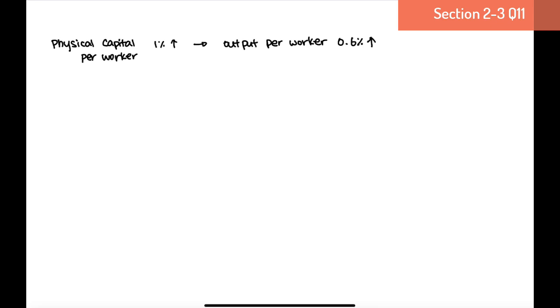To answer the following questions, we'll have to use the information that we're given in the question, which is when physical capital per worker rises by 1%, then we know that output per worker rises by 0.6%.